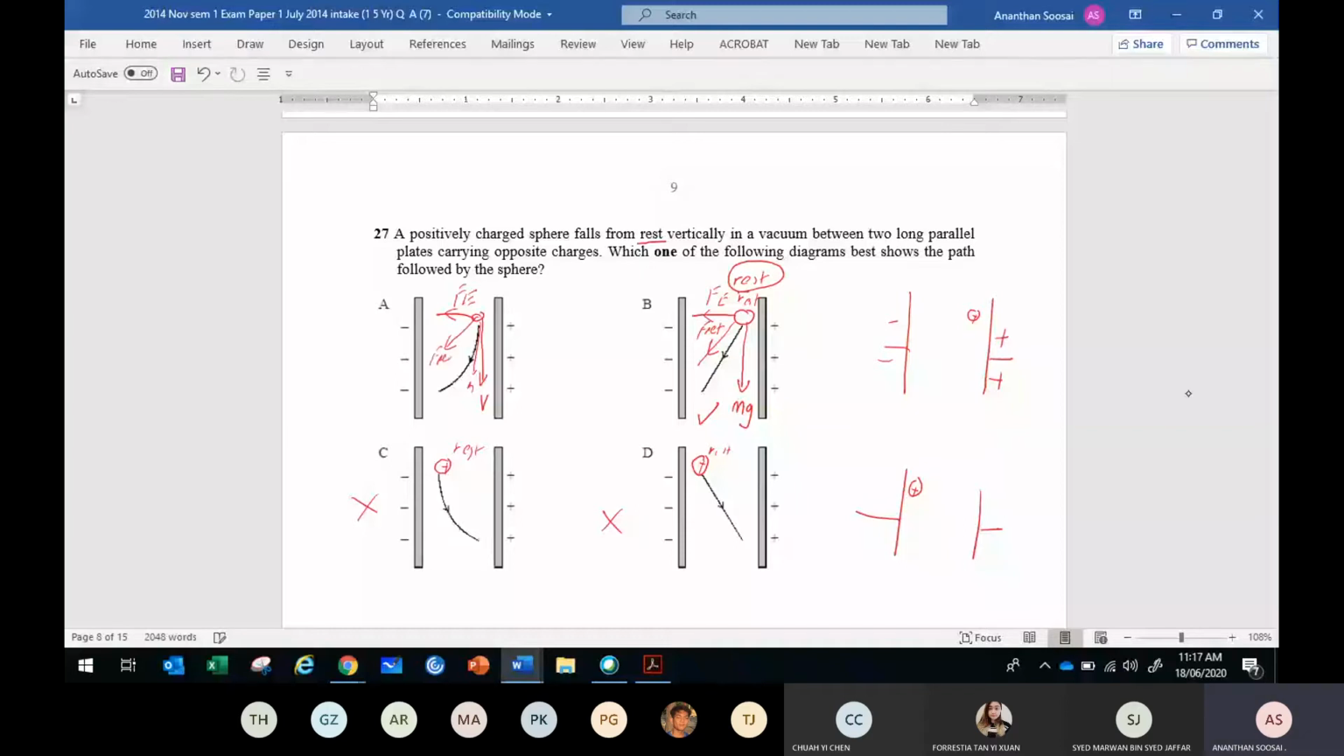Because it launched vertically down, it takes time to go to the direction of the net force. So you take a curve, but eventually towards the end, it will go to the direction of the net force. So it makes a curve first and finally goes to the direction of the net force. Once it reaches the direction of the net force, you make a straight line after that. Same thing. Earth is here.